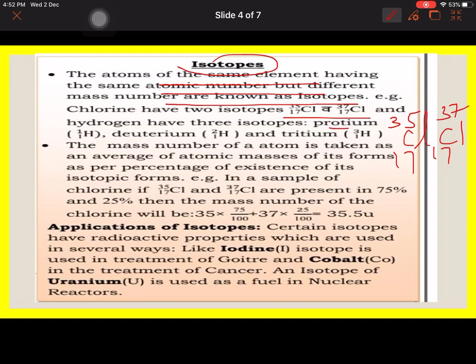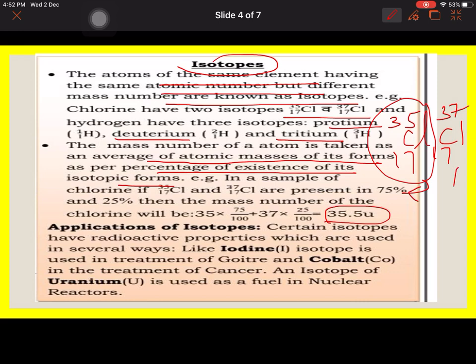Likewise, there are isotopes known as protium, deuterium and tritium. These are the isotopes of hydrogen having the atomic number 1 but the mass number 1, 2 and 3. Atomic mass of an element is taken as the average of atomic masses of its isotopic forms as per the percentage of existence. In case of chlorine, Cl35 is existing in 75% and Cl37 is existing in 25%. So we can do the calculation and we come out to be average at 35.5. So in periodic table आपको जो क्लोरीन का एटॉमिक मास है या आप कहीं पर भी क्लोरीन का एटॉमिक मास यूज़ करते हो तो आप यही वैल्यू लेते हो, उसके पीछे रीज़न यही है.